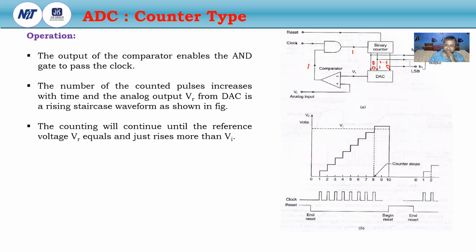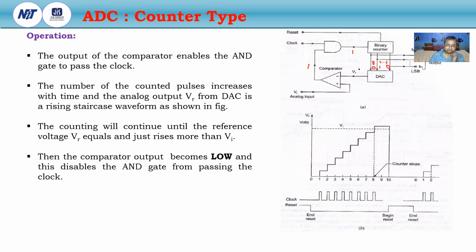Because this is 1, the clock will come through the AND operation, and the output of the AND is logic 1, and the binary counter starts counting. When the reference voltage VR is equal to Vi, then the comparator output will be logic low, and it disables the AND gate from passing the clock because this will be 0. Then the counter stops counting.